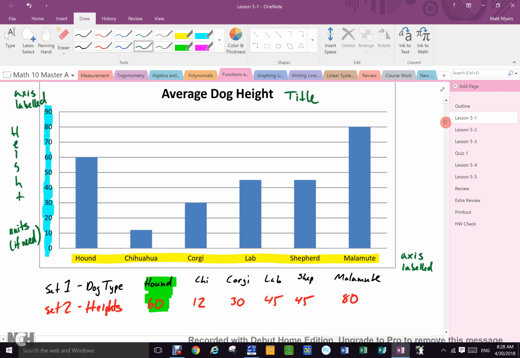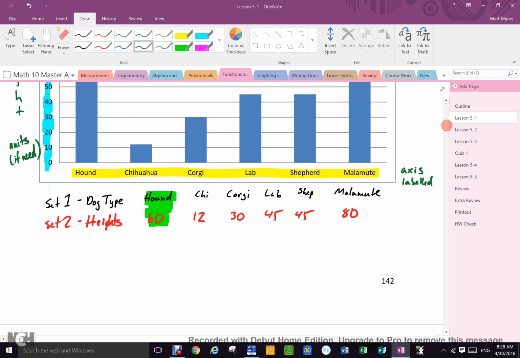Now, all of you should see a problem with everything I've been saying. What dog is 60? Hound. Great. How tall is a corgi? 30 centimeters. Excellent. I am thinking of a dog that is 45 centimeters tall. What dog am I thinking of? Labrador. No, I'm not. Your dog. No. Hounds cross with corgis.